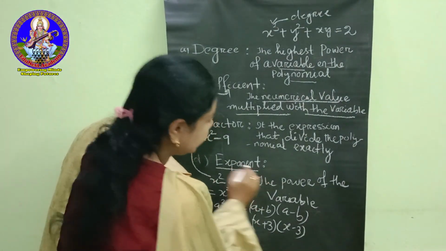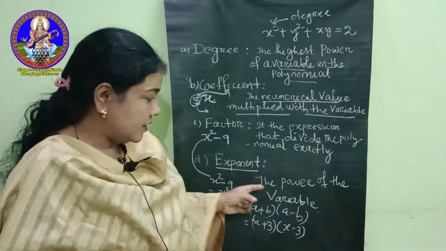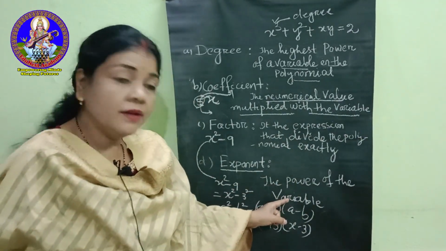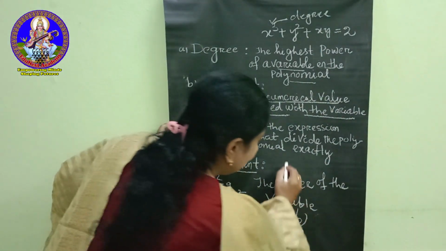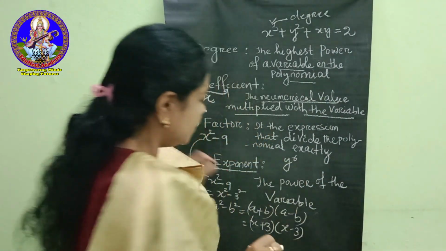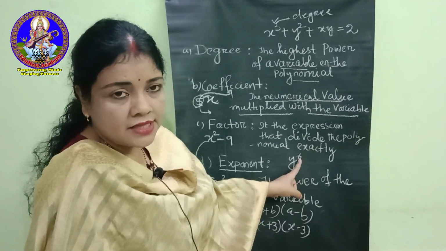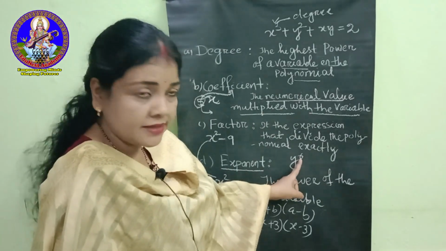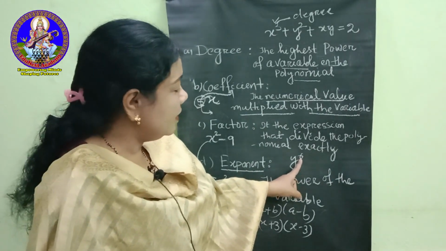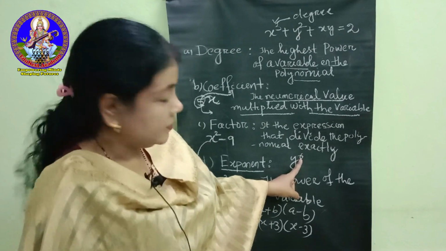Next come to exponent. Exponent is nothing but the power of the variable. For example, y to the power 6. So this power is known as the exponent. The exponent of y to the power 6 is 6. So it is nothing but the power of a variable.